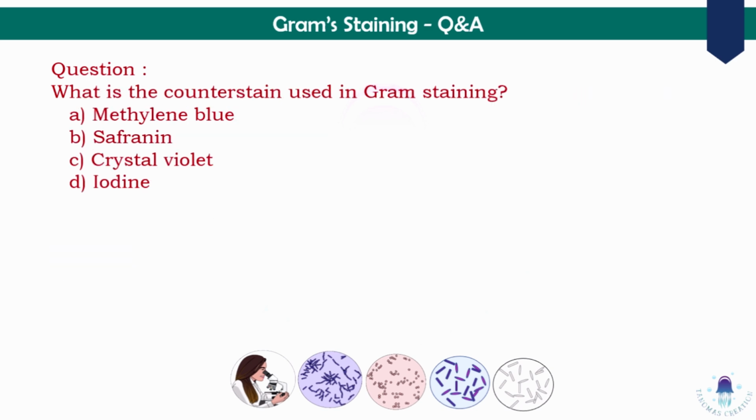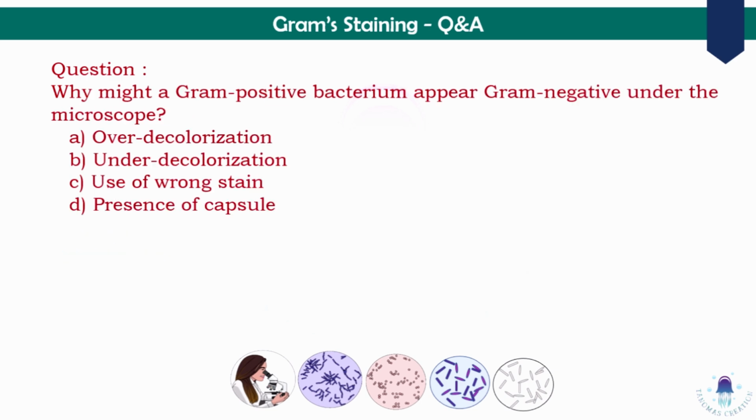Question: What is the counterstain used in gram staining? Option: A. Methylene blue, B. Safranin, C. Crystal violet, D. Iodine. Answer: B. Safranin.